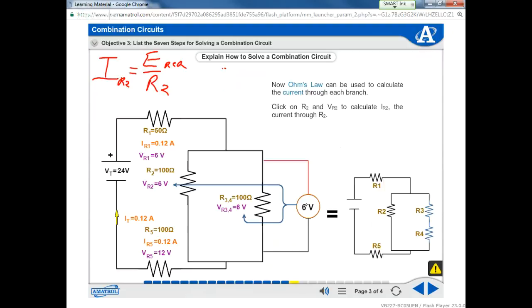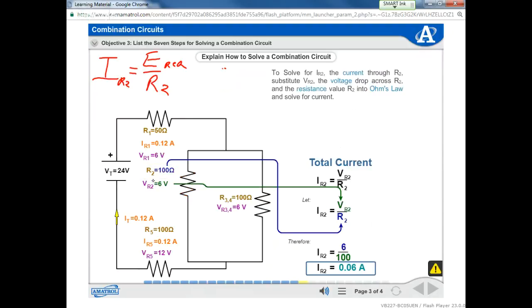All right, let's try this again. Click on R2 and VR2. To solve for I sub R2, the current through R sub 2, substitute V sub R2, the voltage drop across R sub 2, and the resistance value R sub 2 into Ohm's law and solve for current. 60 milliamps is the current through R sub 2. Click on the value to place it into the schematic. So we have 6 volts, right? You see the 6 volts and 100 ohms right there?